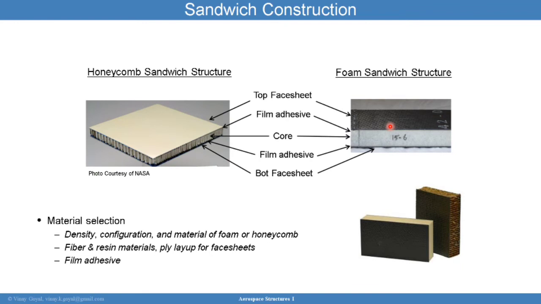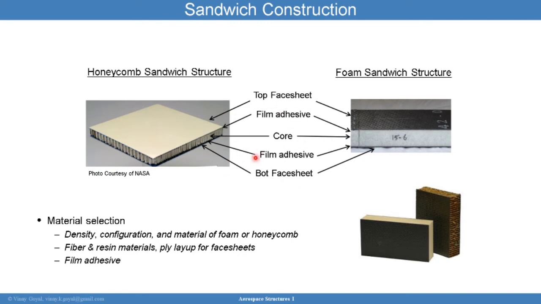Let's look at the sandwich structure construction a little bit more carefully. In the sandwich construction here I have foam and here I have honeycomb. This photo is courtesy of NASA. At the top, I have the top face sheet. Then in between, I have a film adhesive that bonds the face sheet to the core. And then I have a film adhesive again, followed by the bottom face sheet.